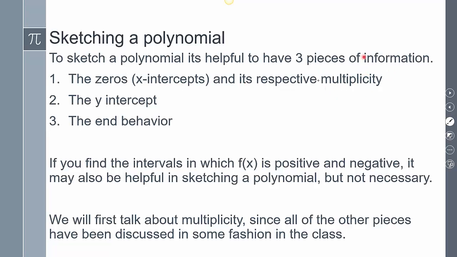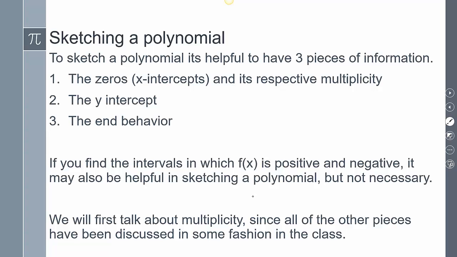Now we haven't really talked about what multiplicity is yet. We're going to talk about that very shortly. We need to know the y-intercept. Now remember, with the y-intercept, this is where we're going to plug in 0 for x, and then we need to know what the end behavior is. Now an extra piece of information that may be helpful is to find the intervals in which my function is going to be positive and negative. That basically just tells me what's above the x-axis and what's below the x-axis, but it's not necessary.